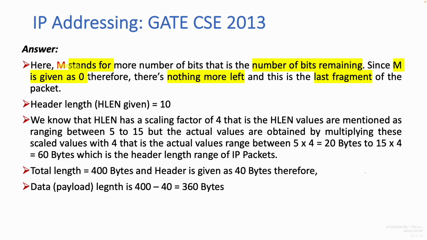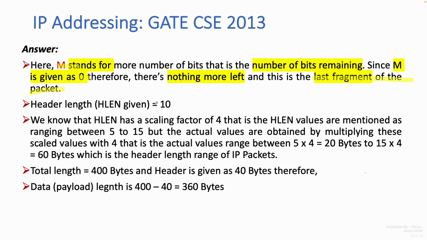The M bit is 0, which means the number of bits remaining is 0. So when do we reach the point when the number of bits remaining is 0? When it's the last fragment of the packet. When it's the last fragment, then the number of bits remaining to be sent to the receiver is 0.